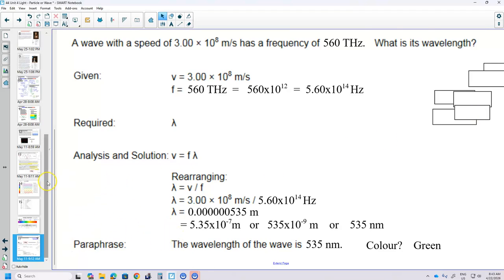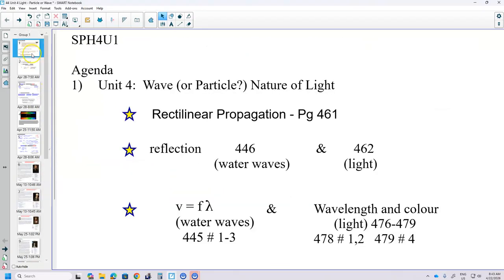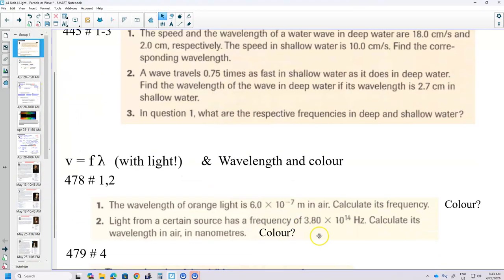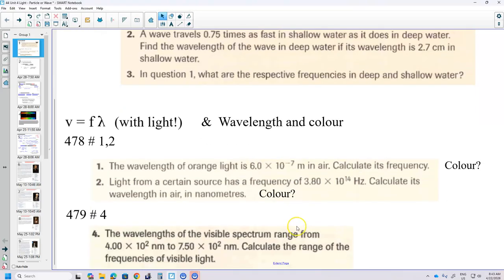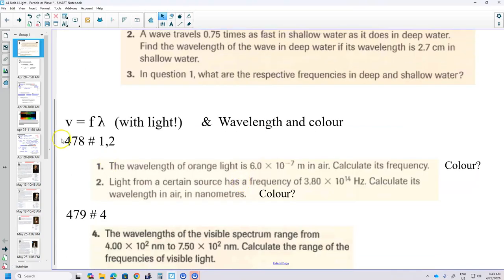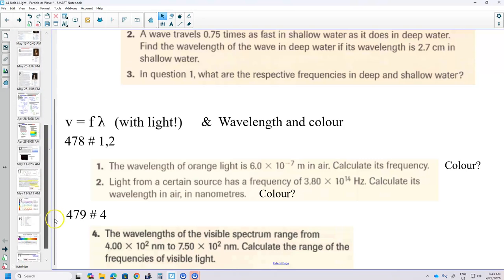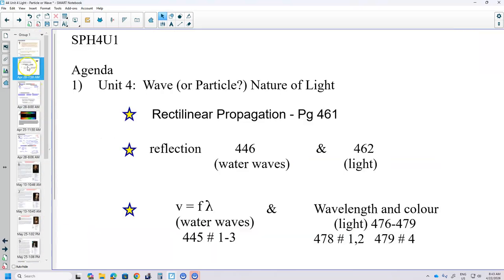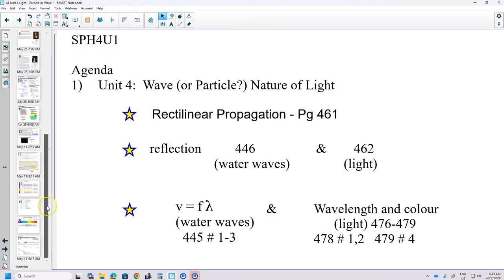Okay, so when you're using v equals f lambda with light, have appreciation for the fact that we're looking at wave properties of light. And that's a good little review of some grade 11 stuff there. It's not hard, even if you haven't seen it before. This is grade 11 stuff where you're doing v equals f lambda for water waves, and then with light. So again, the main focus overall is this wave particle kind of property analysis of light.